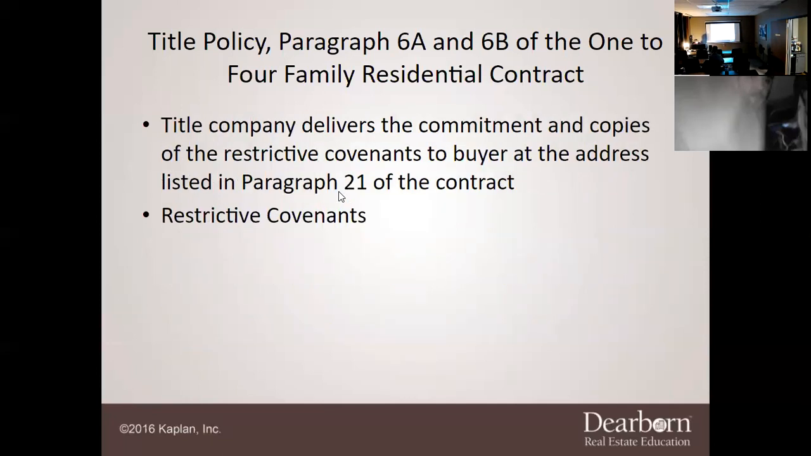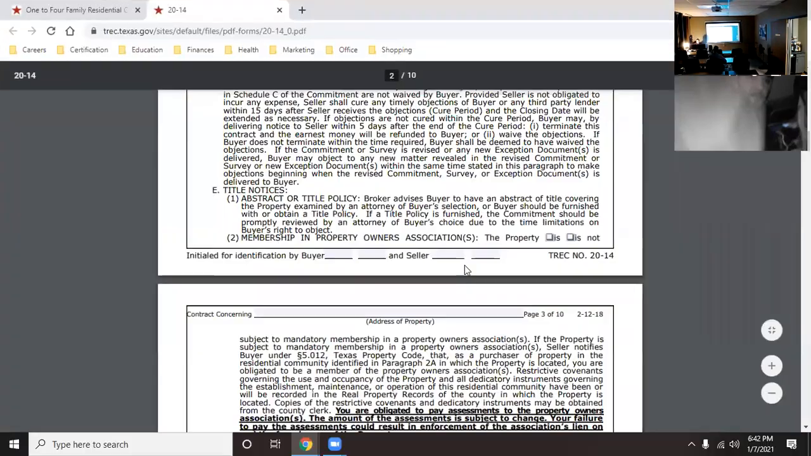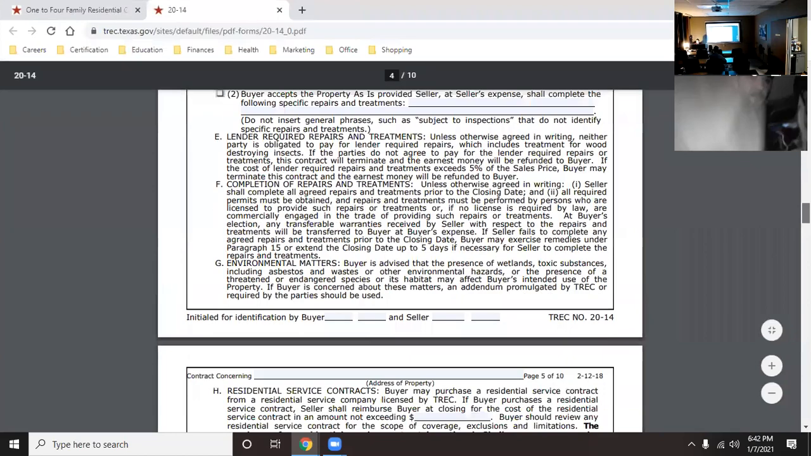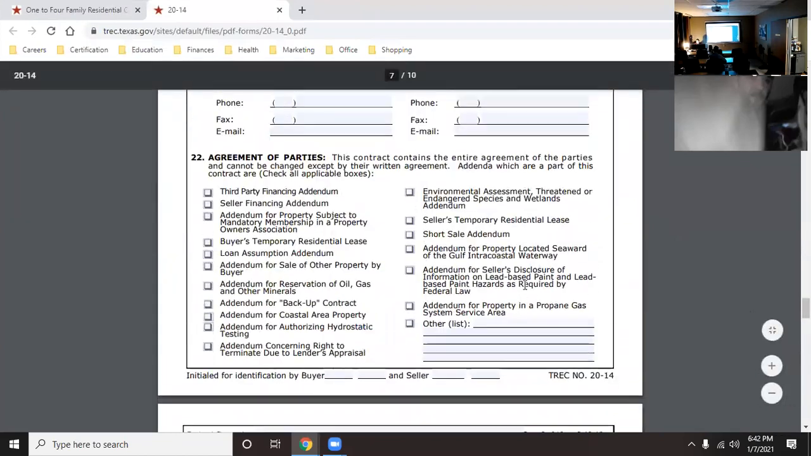Title company delivers the commitment and copies of the restrictive covenants to the buyer at the address listed on 21 of the contract. And if we'll jump over here real quick, I'll just show you. 21, right down here at the bottom.